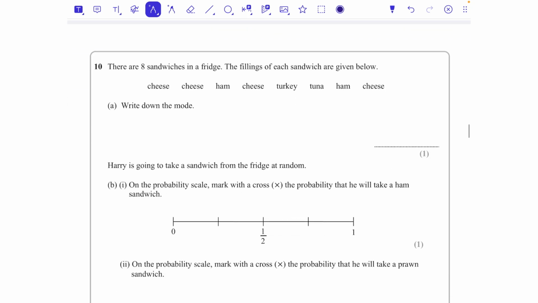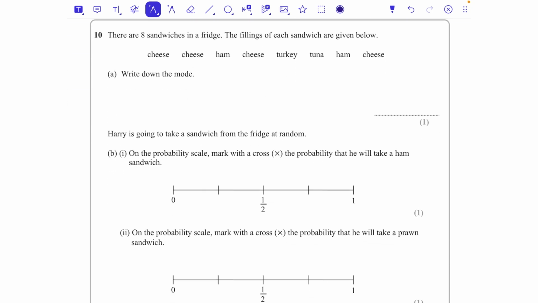Great. Okay, question number 10. There are 8 sandwiches in a fridge. The fillings of each sandwich are given below. Cheese, cheese, ham, cheese, turkey, tuna, ham and cheese. Write down the mode. So the mode is the most common. So we can see that cheese appears there the most. So cheese would be our mode.